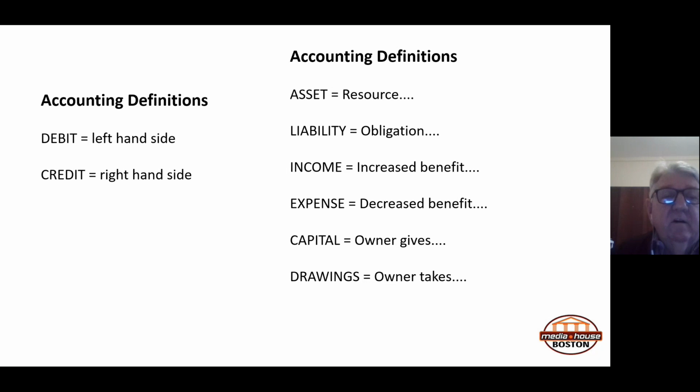Okay, so we've already said if we debit an account, it's on the left-hand side. If we credit, it's on the right-hand side. Okay, let's have a look at the definitions. An asset is a resource controlled by an entity from a past event, which will lead to an inflow of economic benefits, or increase of economic benefits.